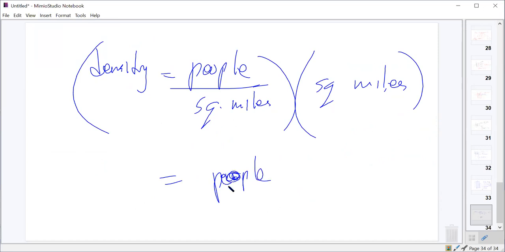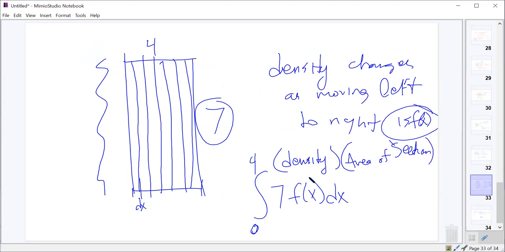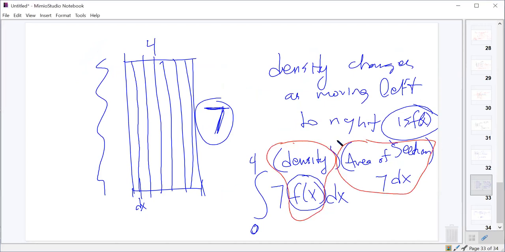Okay, so that's what we've done here. We've said that the density, which is f of x, times the area of each of these strips, which are infinitesimally thin strips of a width dx and a length of 7. So our area is 7 dx, and our density is f of x. Right, these match up. Area is 7 dx, 7 for the length times the width of the rectangle, which is dx. Then the density is f of x, multiply those together, 7 f of x dx, and integrate across all of your x values from 0 to 4.